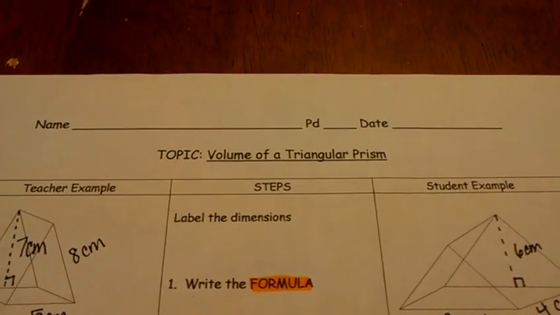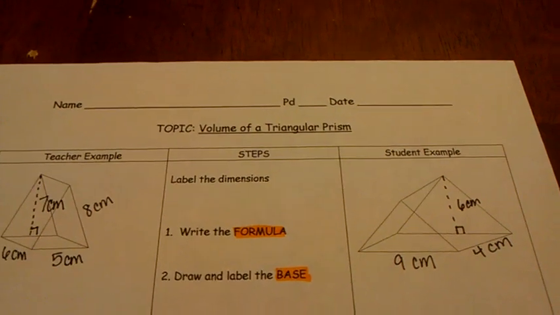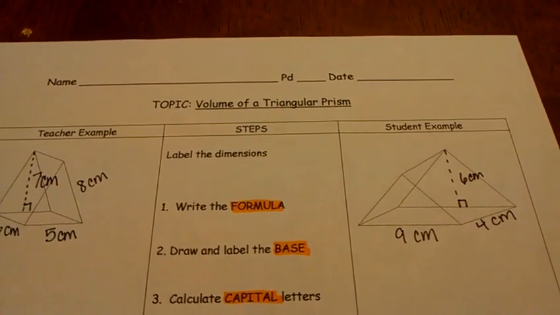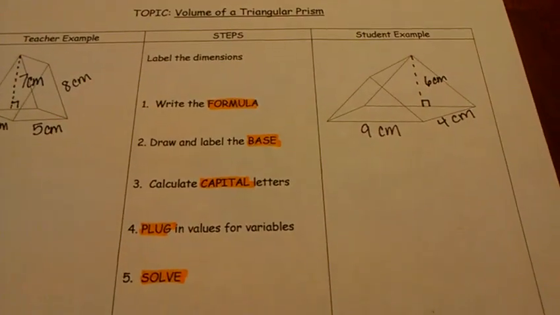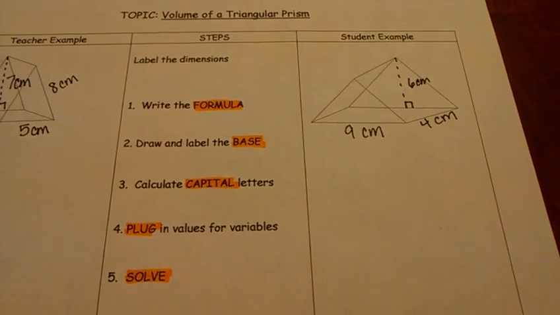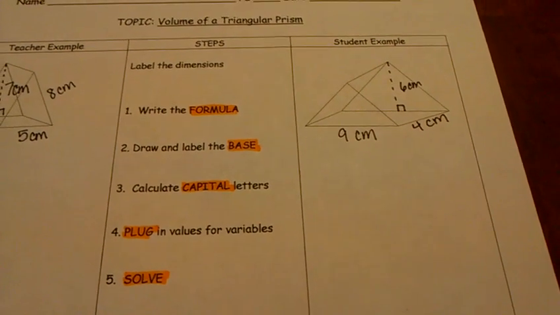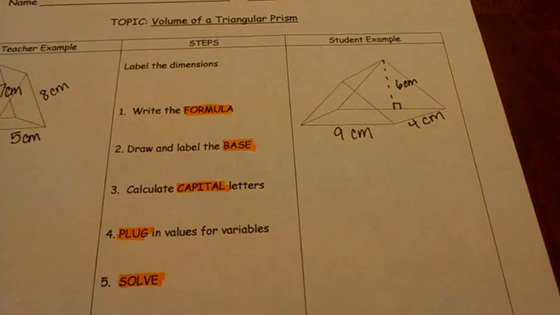Okay, in this video we're going to work on volume of a triangular prism. We're going to do a couple of examples. As always, we use our same 5 steps. Write the formula, draw and label the base, calculate capital letters, plug in values for variables, and solve. FBCPS. Falling behind creates problems for students.